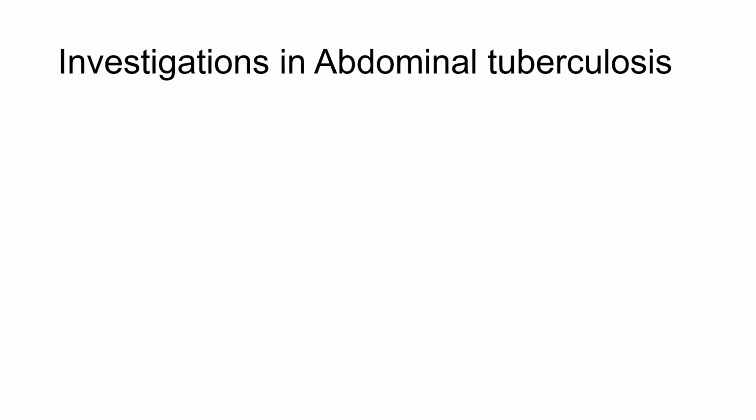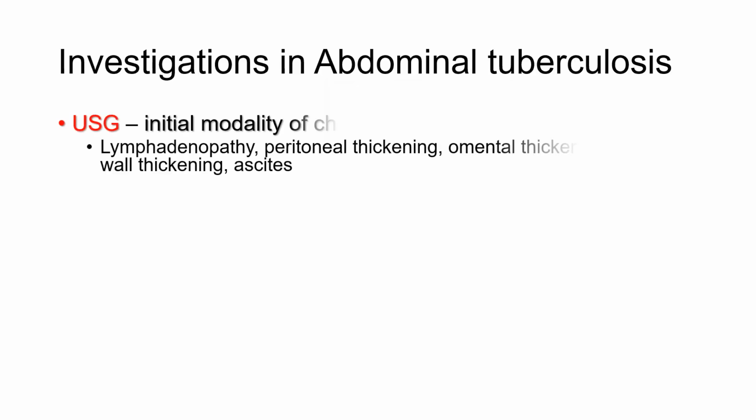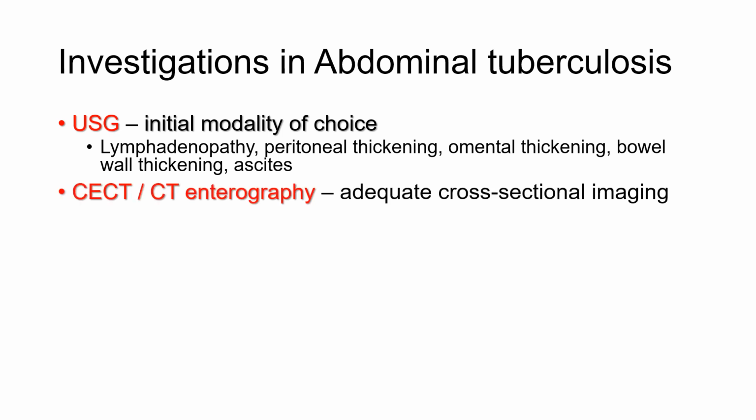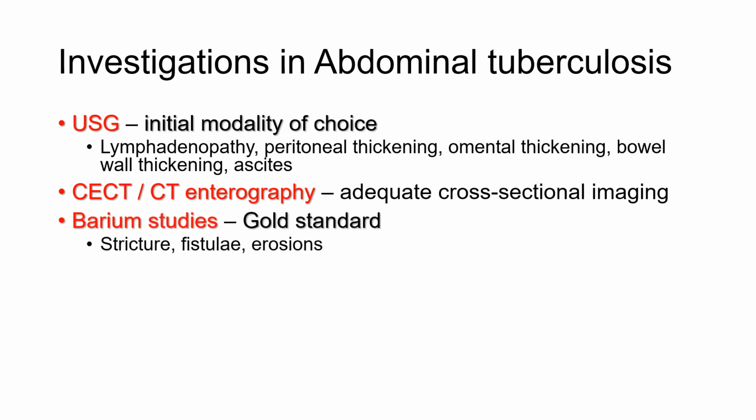So what are the investigations that you perform in abdominal tuberculosis? You can perform USG initially, that is a non-invasive simple test without any side effects. This is the initial modality of choice, and you can see lymphadenopathy, peritoneal thickening, omental thickening, bowel wall thickening and ascites. Basically everything will get thickened. Contrast enhanced CT scan and CT enterography you can perform. It can give adequate cross-sectional imaging. Barium studies are actually the gold standard. It can diagnose stricture, fistulae and erosions.